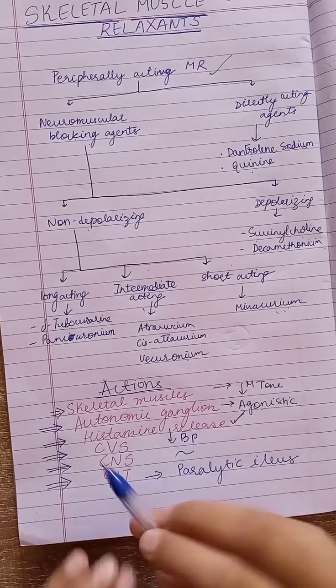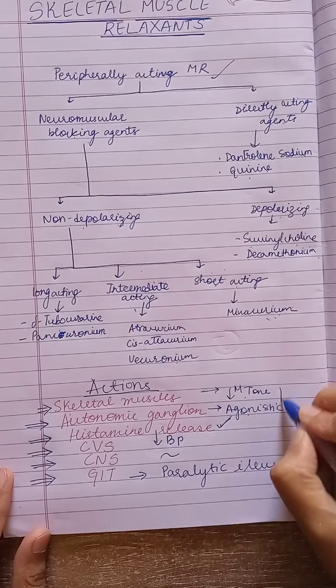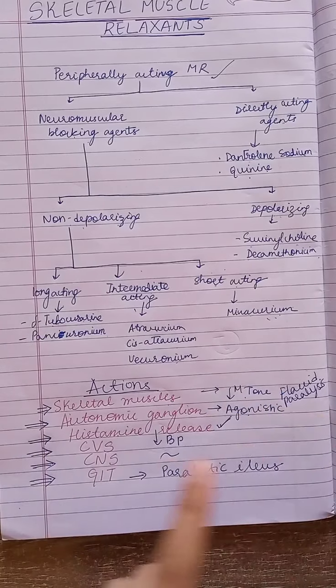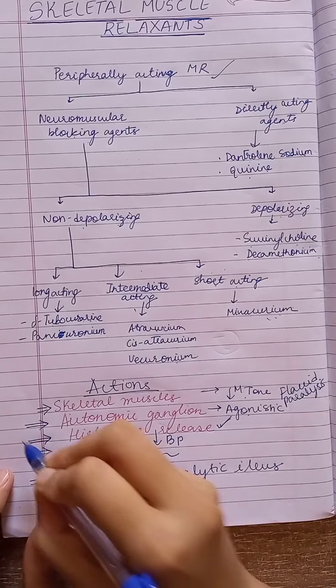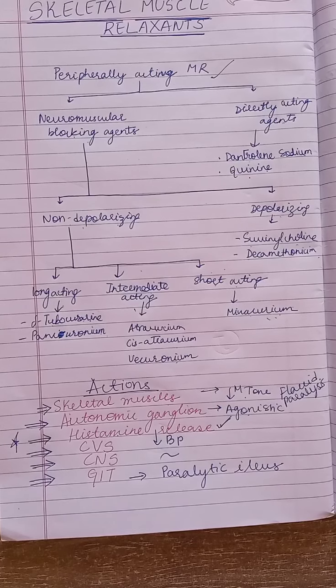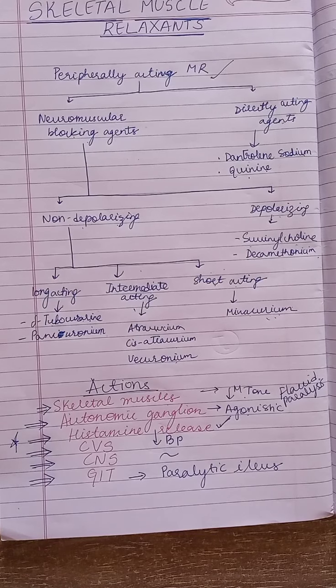The actions of the skeletal muscle relaxants, as I already told you, is to reduce the muscle tone. Therefore, the action on the skeletal muscle will be to reduce the muscle tone, and they cause flaccid paralysis. On the autonomic ganglion, they have antagonistic actions, meaning they act against the autonomic ganglion. Histamine release is one of the most important actions of skeletal muscle relaxants, because histamine release, as we all know, is from the mast cells, and that can cause bronchospasm, bradycardia, hypotension, flushing, and many more severe complications. And therefore, these skeletal muscle relaxants should be used with proper care.